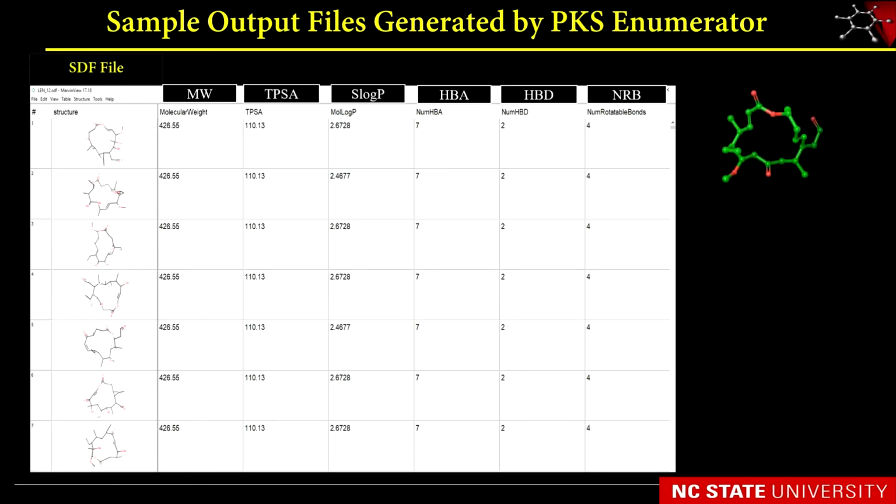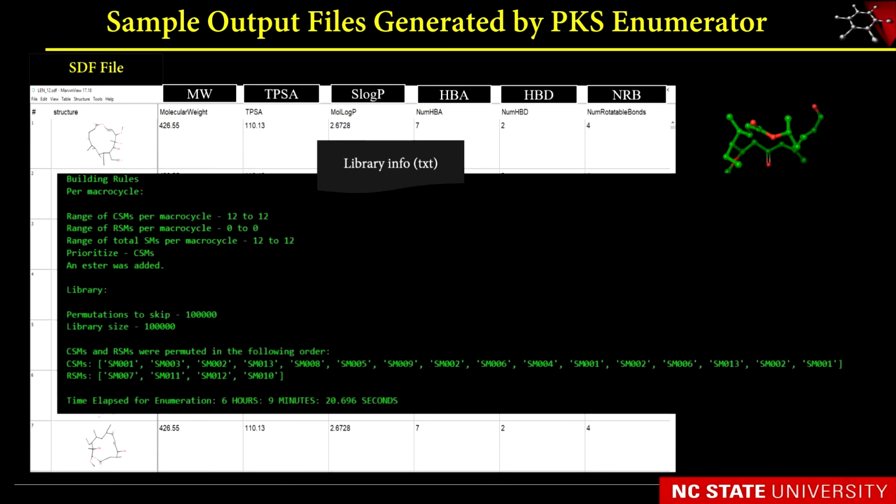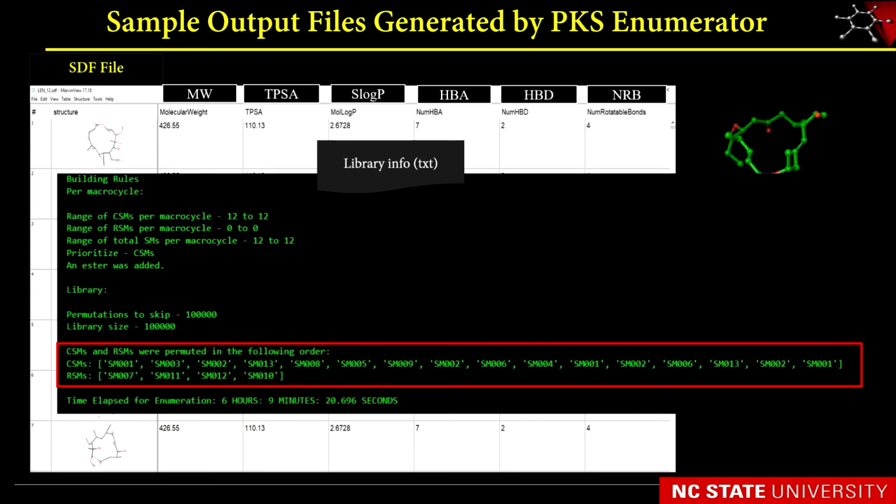So here is just to show an example of what the output files look like. This is the SDF file. You can actually rotate the structures in the 3D space, and we have computed a few key molecular properties which are normally used to assess drug likeness and oral bioavailability. This is the library info file that compiles a bunch of building rules that you have previously specified. It even tells you the direction in which the building blocks are being permuted, and also tells you how much time it takes to enumerate those libraries.